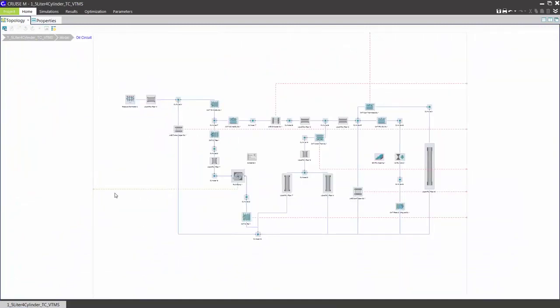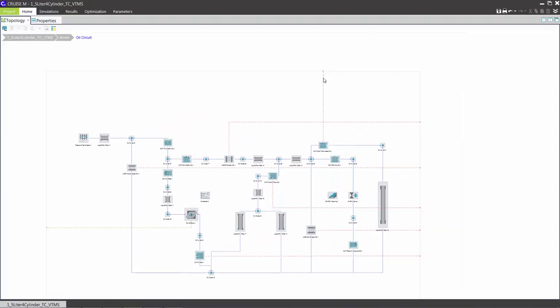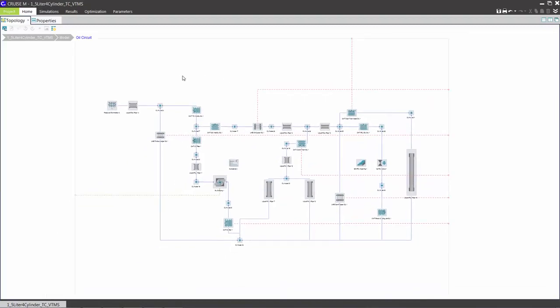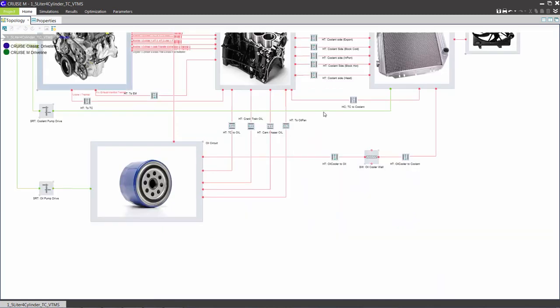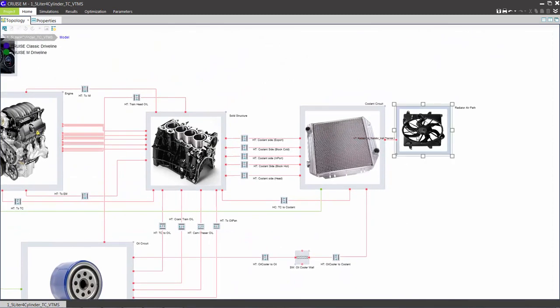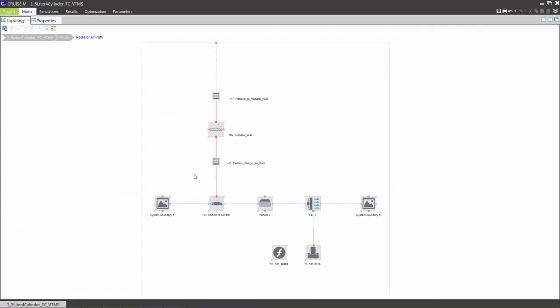Similar to the coolant circuit, the pump is directly driven by the engine using this green mechanical connection, and the oil is receiving heat from the structure using these red thermal connections. We have one more subsystem left, and this is the radiator air path. Its topology is very simple.